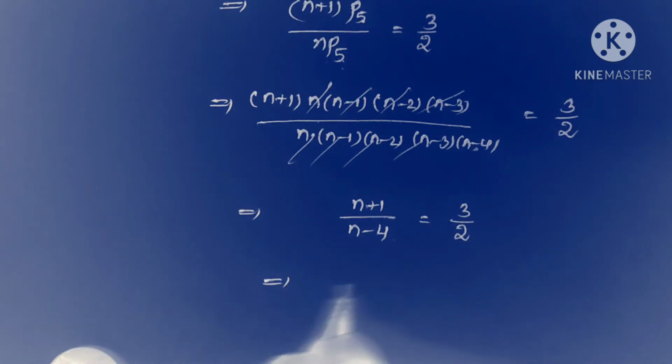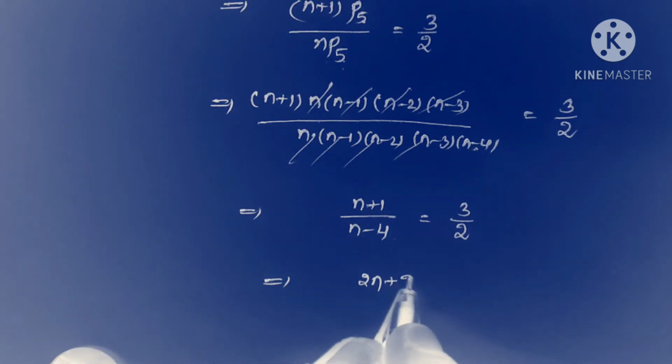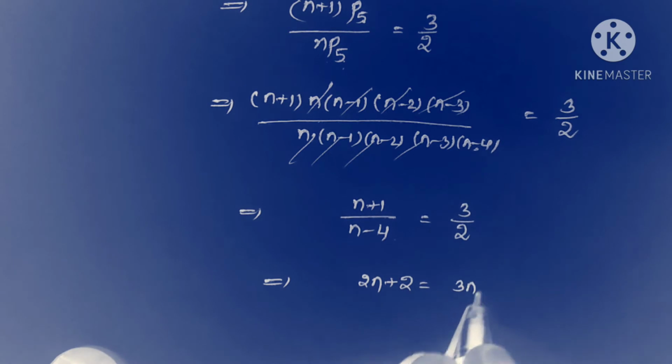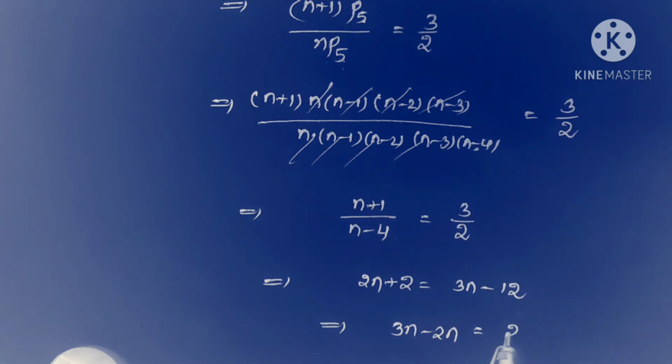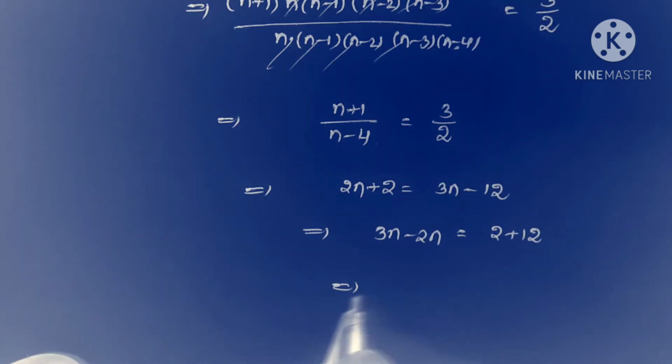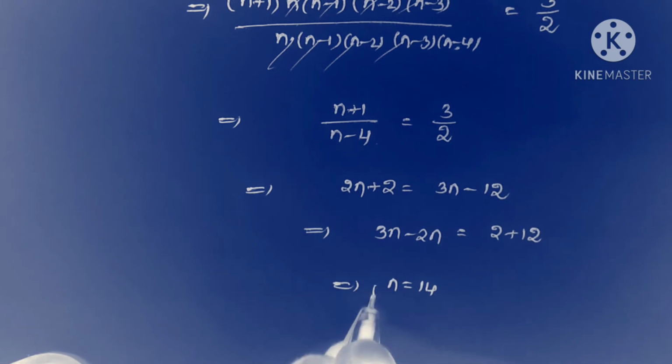That is, taking the cross product, 2n plus 2 is equal to 3n minus 12. That is, 3n minus 2n is equal to 2 plus 12. Therefore, the value of n is equal to 14.